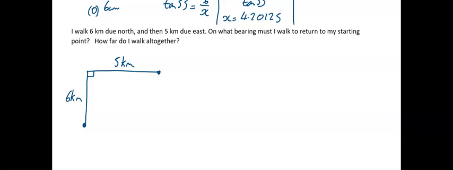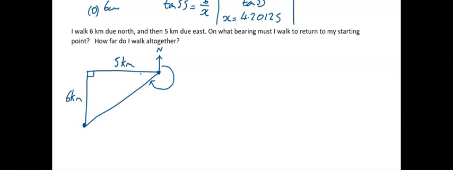Okay, on what bearing must I walk to return to my starting point? Right, we've got a right angle triangle. For bearings, first of all, they're measured from the north, and they're measured clockwise, and you get 3 digits before the decimal point, but we're definitely going to have our 3 digits here. So this is the angle that we're looking to find, this angle from here. So from this north all the way around to here, to get back to the starting point.